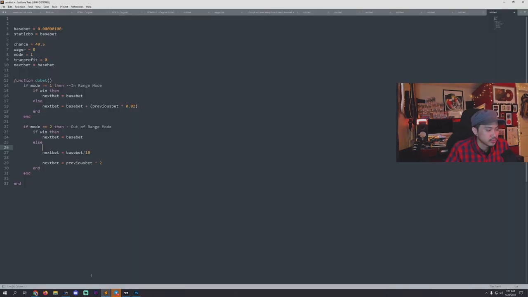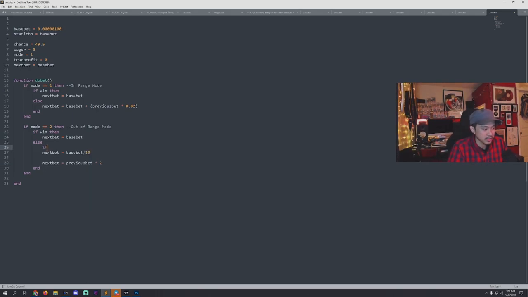All right. So now we're only going to have to divide that base bet by 10 only once. Because look, I defined next bet divided by 10 here, and then I said next bet equals previous bet times 2 in case we lose, because we need this. So these two can't be next to each other. We need some sort of switch or something, you know?